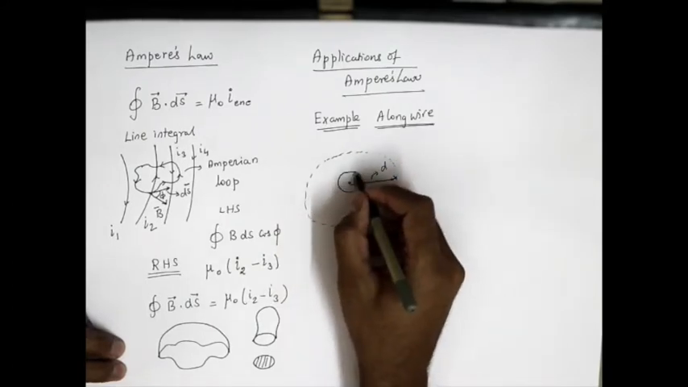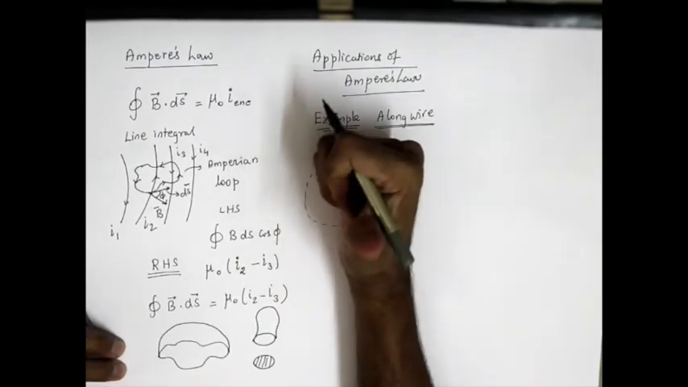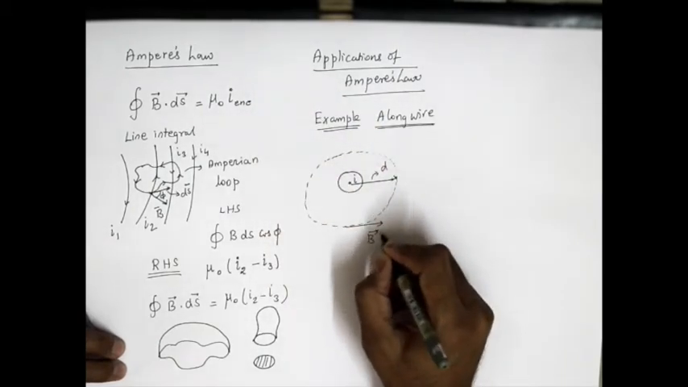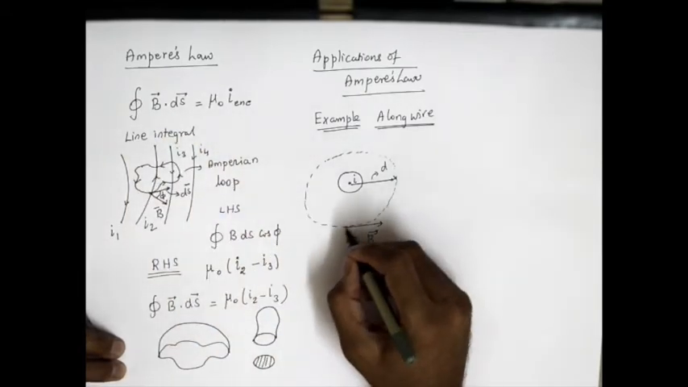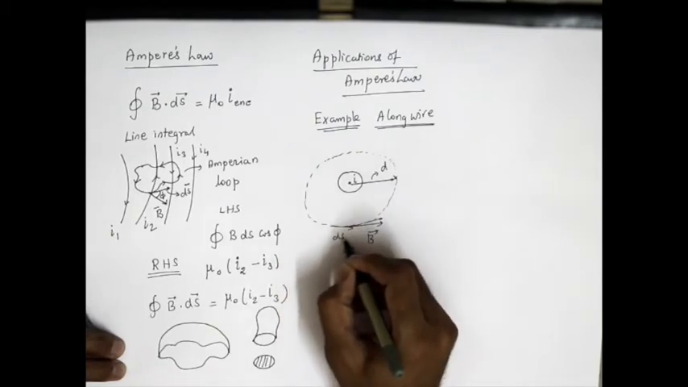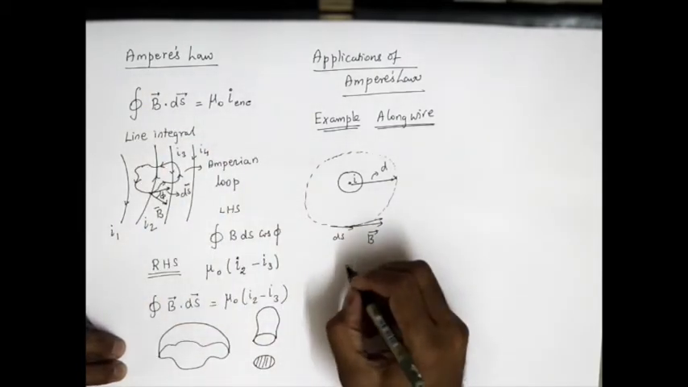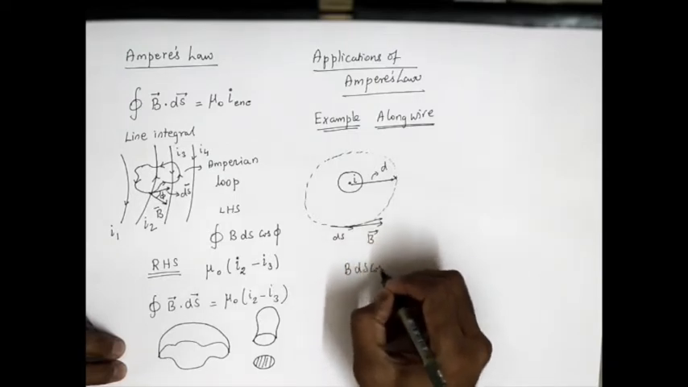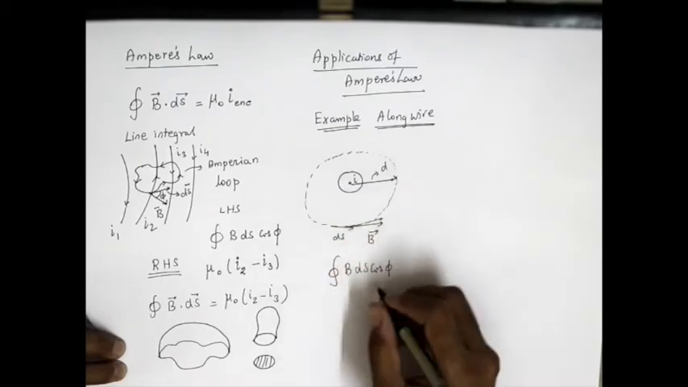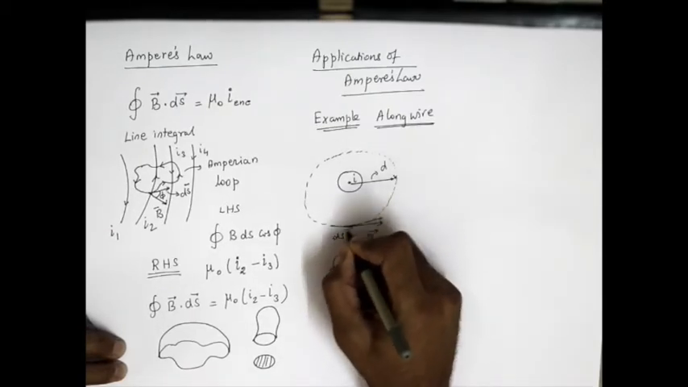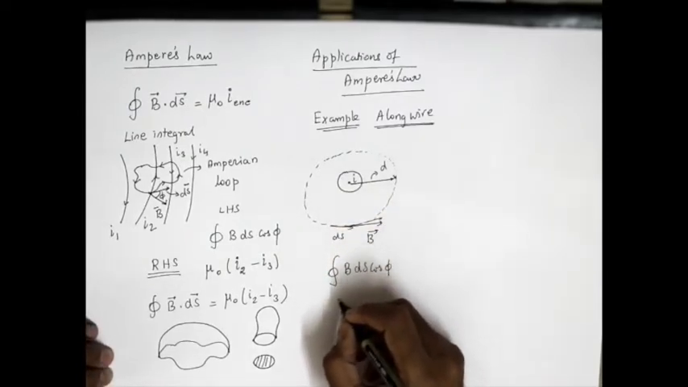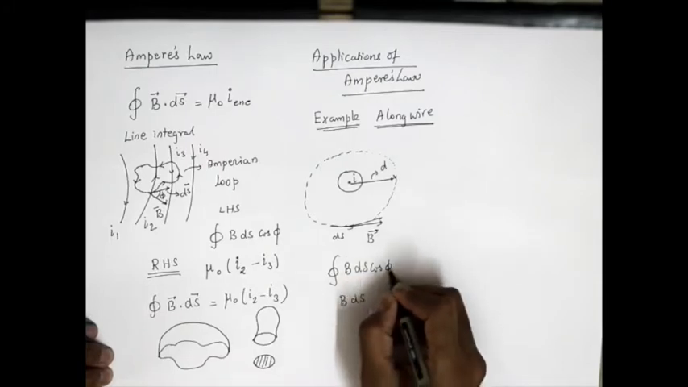What is the magnetic field direction produced by this wire? You know it is from the right hand thumb rule. B will be in this direction. What is the direction of ds? ds is also nothing but in the same direction. So therefore the left hand side becomes the line integral of B ds cos phi. But cos phi is 0 because ds is in this direction, B is also in this direction. So I get left hand side as the integral of B ds cos 0, which is 1.